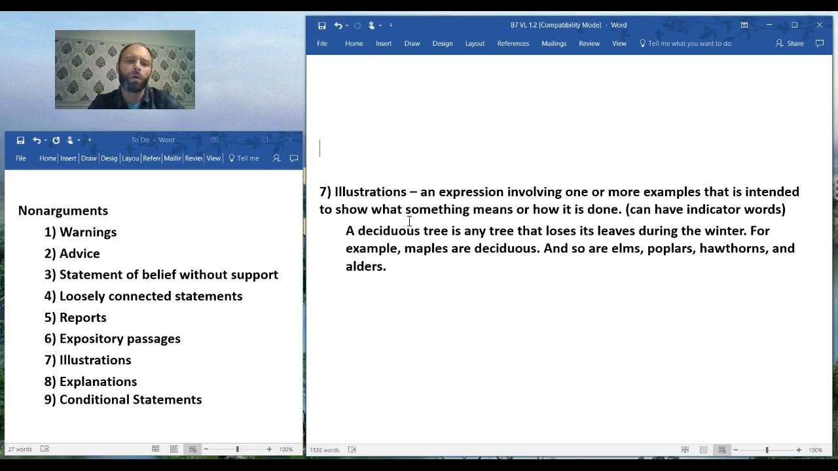So take this passage, for example. A deciduous tree is any tree that loses its leaves during the winter. For example, maples are deciduous, and so are elms, poplars, hawthorns, and alders.